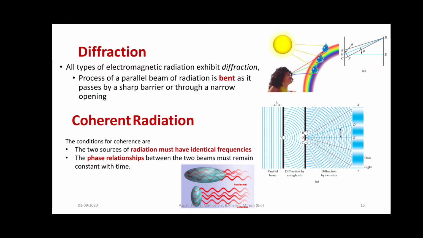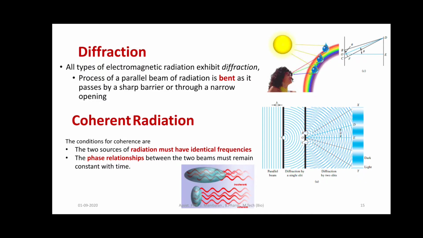So diffraction is the process in which a parallel beam of radiation is bent as it passes by a sharp barrier. Here the water droplet in the atmosphere is the barrier, and wherever the light crosses through a narrow opening, it gets diffracted. We also see that the rays from the sun are denoted in yellow color, which means they are plane polarized light of the same wavelength, a parallel beam. When it reaches our eyes, it gives different colors because of the diffraction, so we get the visible spectrum VIBGYOR.